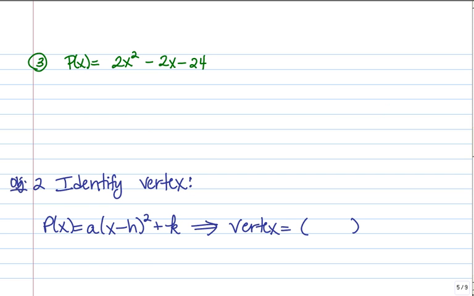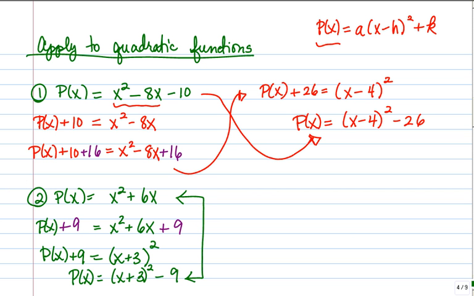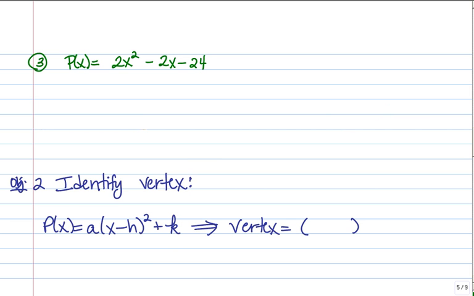Let's do one more. P of x is equal to 2x squared minus 2x minus 24. This one is a little bit different because if you notice, in the other problems, what has been significant about my coefficient of x squared? Right, it's understood to be a 1. Well, what happens if it's not a 1? If it's not a 1, I've got to divide through by that number. So what I would need to do, first off here, is divide everything through by 2.